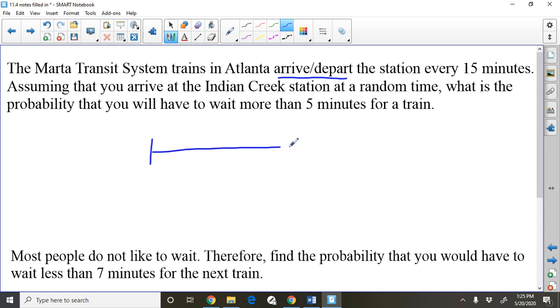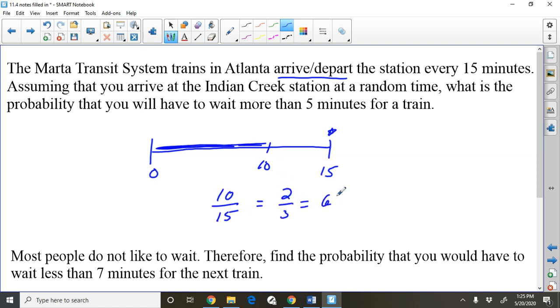So this is a repeating cycle that goes for a length of 15 minutes. We want the probability that you have to wait more than 5 minutes. The train is arriving here at the 15-minute mark. If you wait more than 5 minutes, you arrive sometime before the 10-minute mark. That's 10 out of the total 15, or 2/3, which is 66.7% approximately.